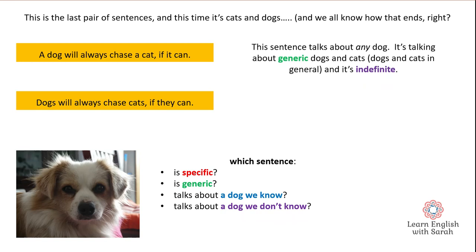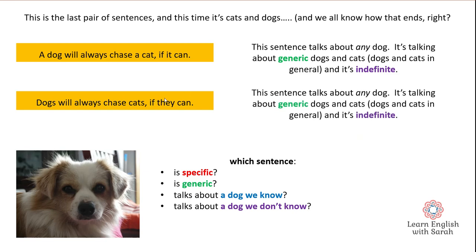Alright, now this is starting to get even stranger because we've got a single noun with an a, but this sentence is actually talking about any dog. It's talking about generic dogs and cats, and it's indefinite. This is also talking about any dog. This is probably one you're more familiar with. So plural noun with no article, generic dogs, and it's indefinite.